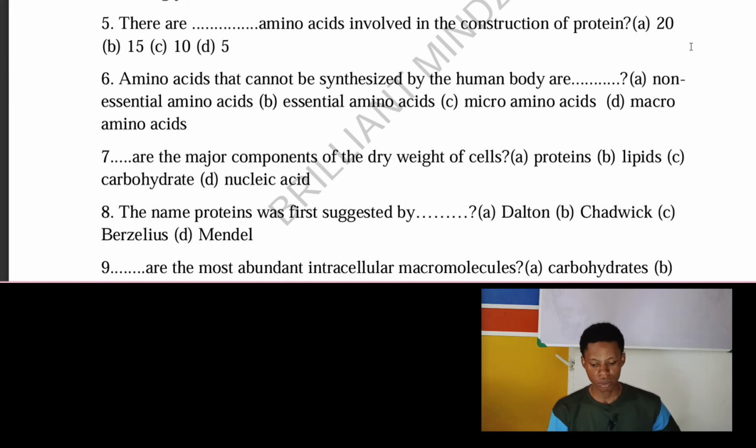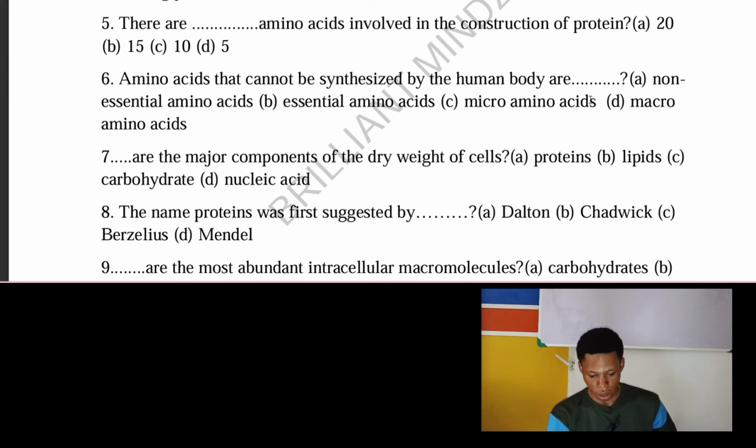Now back to the question. Amino acids that cannot be synthesized by the human body are dash. A, non-essential amino acids. B, essential amino acids. C, micro amino acids. D, macro amino acids. So what's the answer? Those that cannot be synthesized in our body are called essential amino acids because it is essential that we get them in our diet. When they say something is essential, it is necessary. So it is necessary that we get them in our diet because we cannot synthesize them in our body.